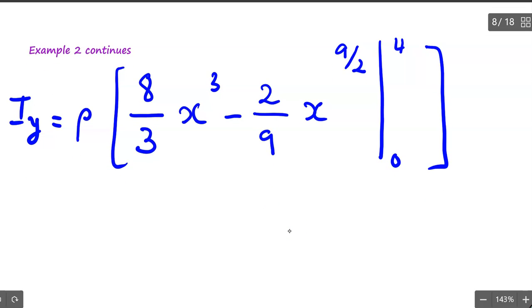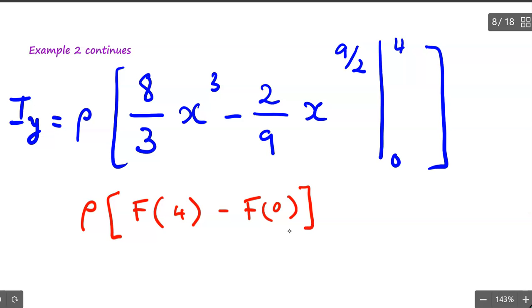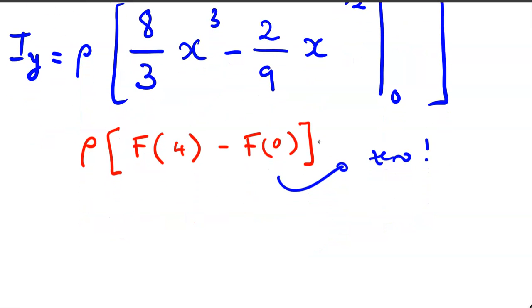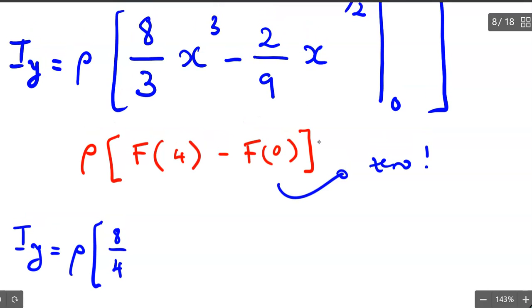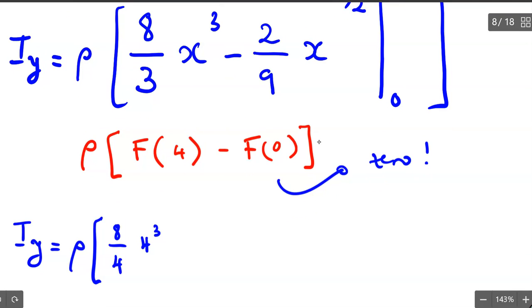Okay, so let's see what we have to do in this case. That means I will have to have rho multiplied by f of 4, right? Subtract f of 0. And now you see x is present in each of these terms. Therefore, this one should be equal to 0. So you can ignore that term when you know that it's equal to 0. Okay, so now Iy will be equal to rho times 8/3, okay, and now x is 4 raised to the exponent 3, subtract 2/9, multiplied by 4 raised to the exponent 9/2, okay.